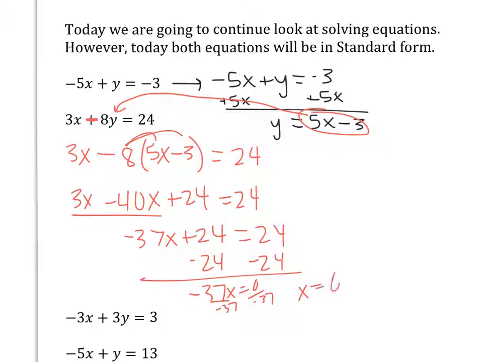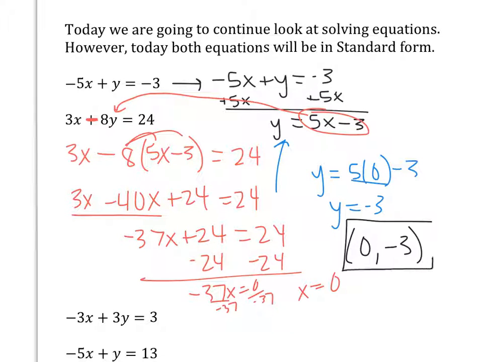So x equals 0, so now if I substitute that back in to one of the equations here, I can substitute it back in to this equation right here that we rewrote to slope-intercept form, and get y equals 5 times 0 minus 3, and 5 times 0 is 0, so y equals negative 3. So my ordered pair here is 0, negative 3, and that's the solution to this system of equations.